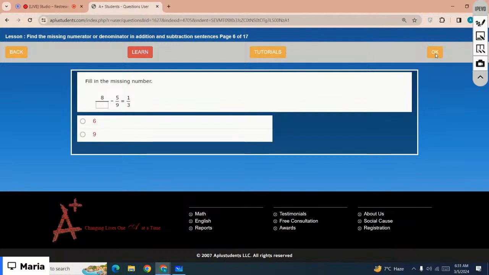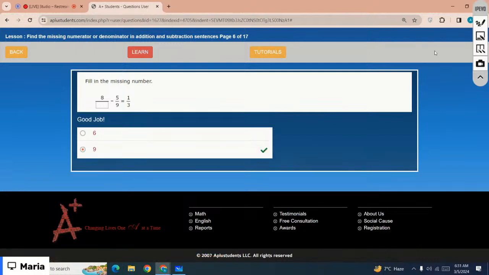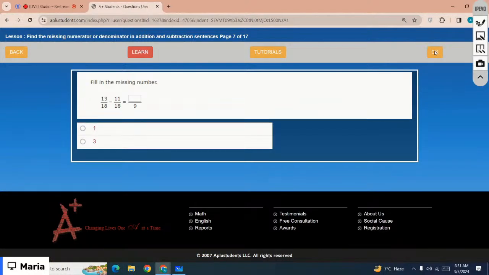8 over 9, it is 8 over 9 minus 5 over 9. The correct option is 8 over 9, not 6. Because 8 minus 5 is 3 and 3 over 9 equals 1 over 3.